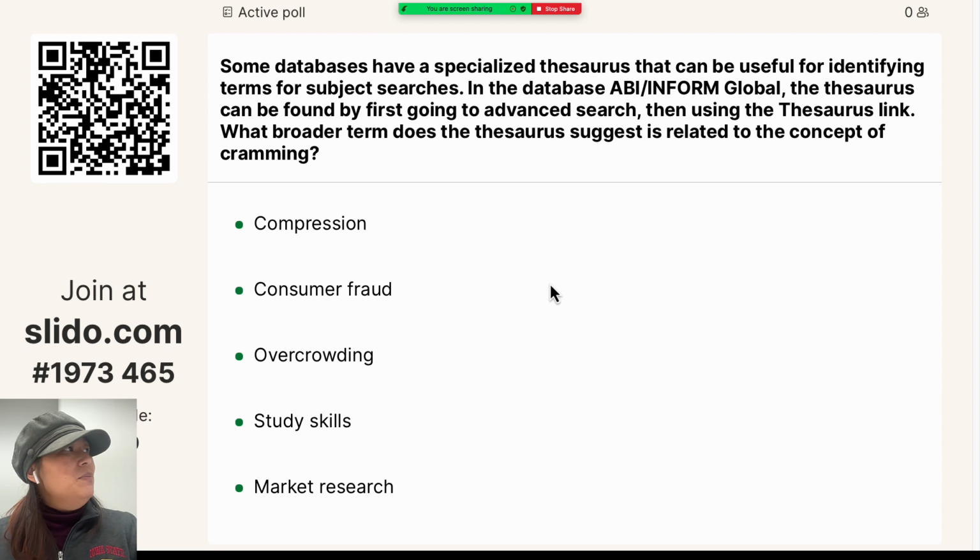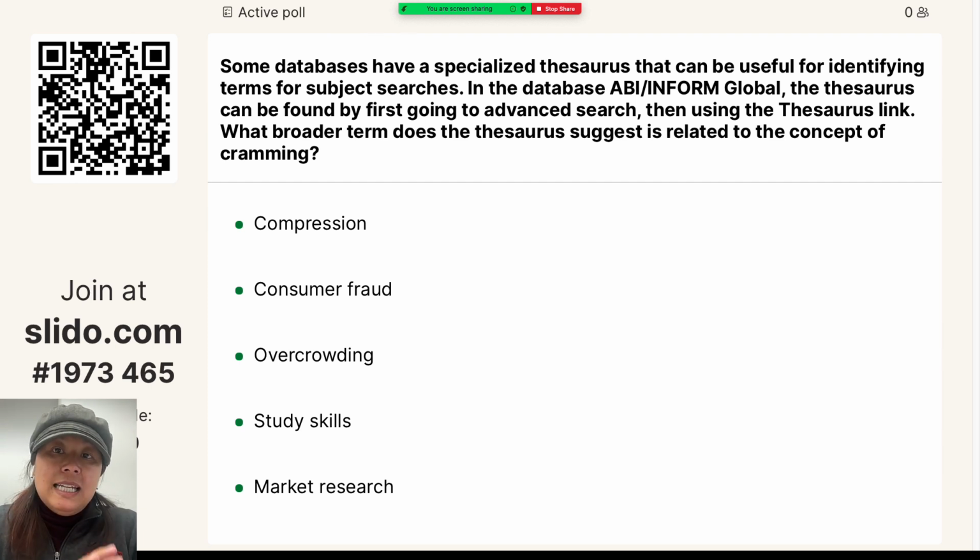All right, some databases have a specialized thesaurus that can be useful for identifying terms for subject searches. In the database ABI Inform Global, the thesaurus can be found by first going to Advanced Search and then using the thesaurus link. What broader term does the thesaurus suggest is related to the concept of cramming?